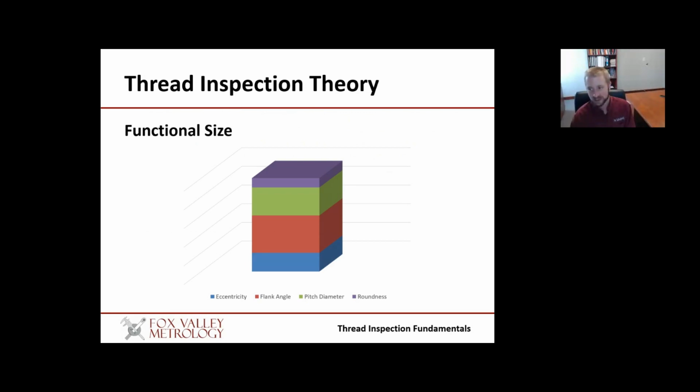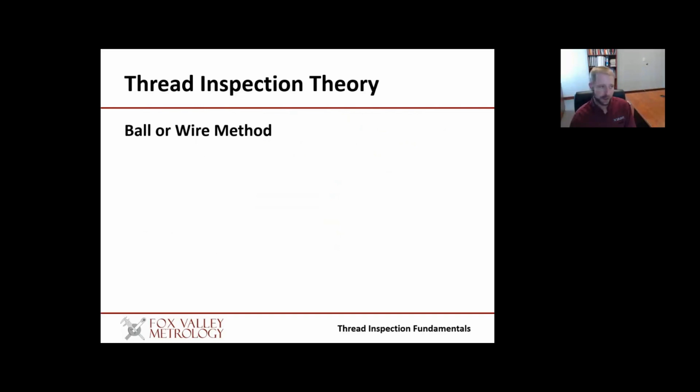Basically, the functional size is what's actually going to determine whether or not it fits with its mated component once the final assembly is put together. And like I said, the functional size is really determined by how accurately all of these different errors are eliminated out of the design and out of the manufacturing of the actual component itself. So if you wanted to get an actual reading on all of these threads, you would use what's called either the ball method or the wire method.